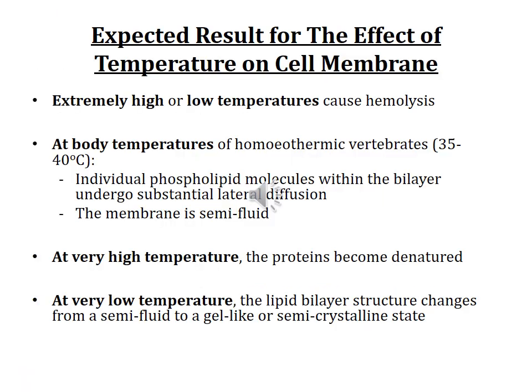Alright guys, so what do we expect to see? What is the effect of temperature on the cell membrane? At extremely high temperatures, such as 60 Celsius, or low temperatures, such as minus 80, we expect to see hemolysis. At very high temperatures, as you have learned earlier, proteins become denatured. They lose their three-dimensional structure, and they lose their function. So hemoglobin will get released. This creates holes in the cell membrane and hemoglobin will get released.